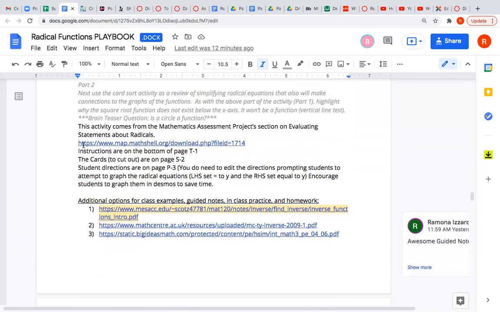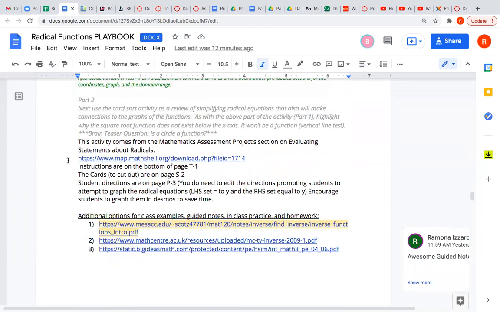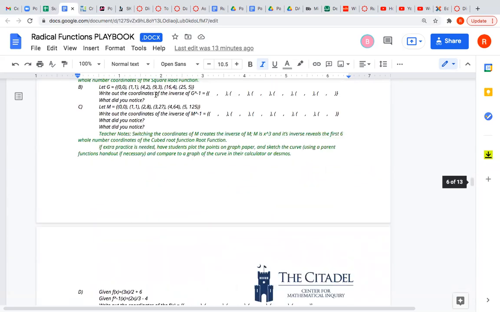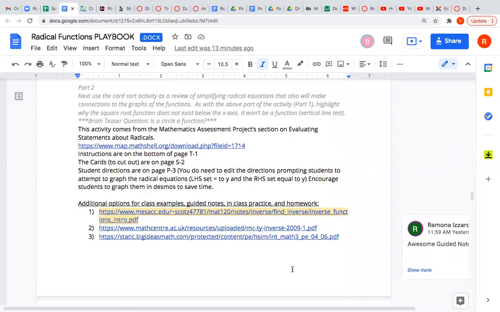Part two is extra additional practice if needed. Solving situations about radicals. You have to monitor and adjust for your own students, but this sort of solidifies and gives them opportunity to practice the same skills we developed in this class discussion, using matching cards. And if even no more practice is needed, guided notes in class.